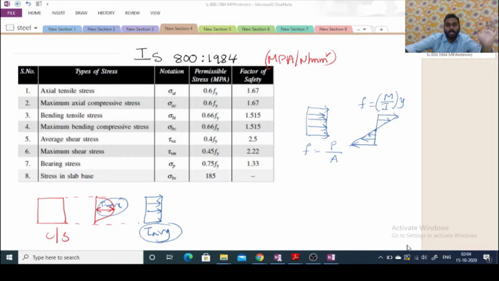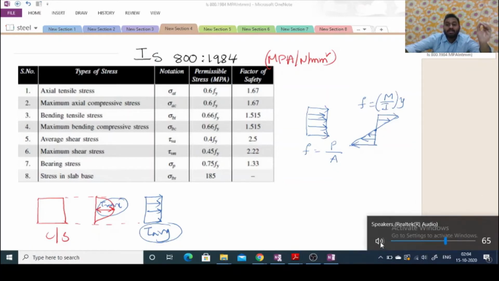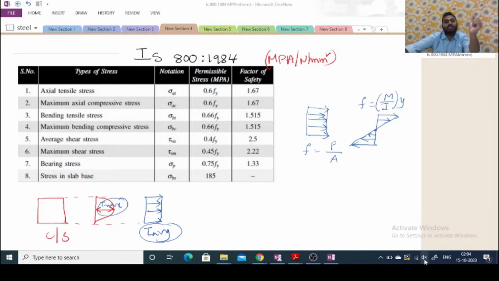Is that clear? Now let us see the limitations. So this is about the working stress method. In this method we have seen the basis, then the main design criteria, and after that the permissible stresses. So this is enough for the working stress method. Now the most important point of discussion here is limitations.